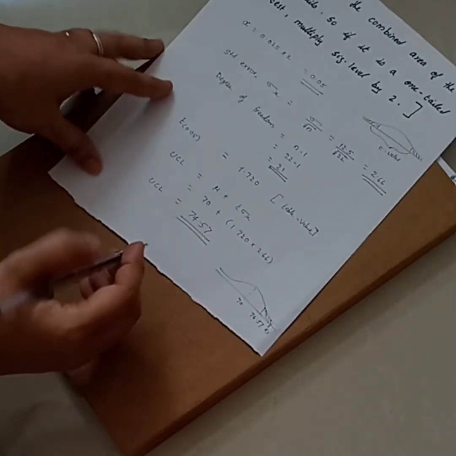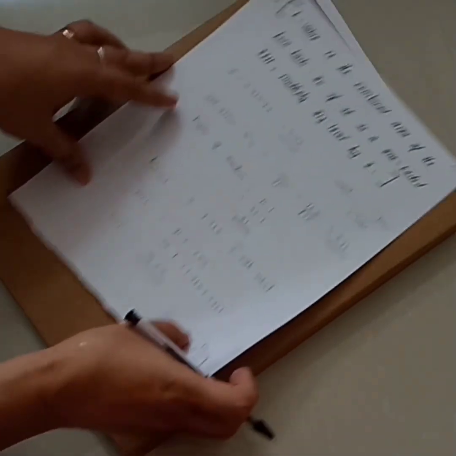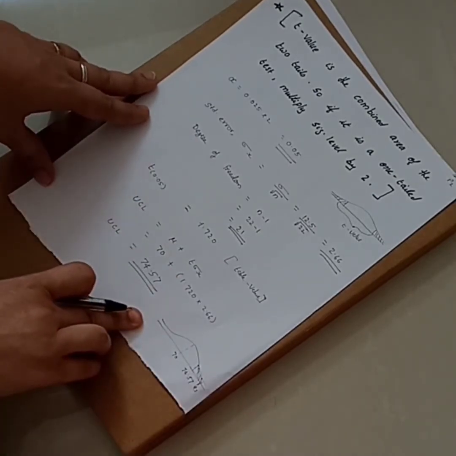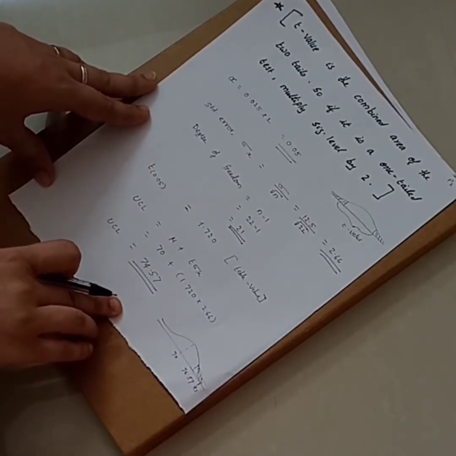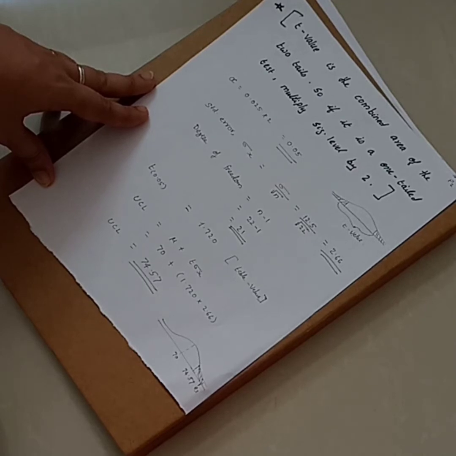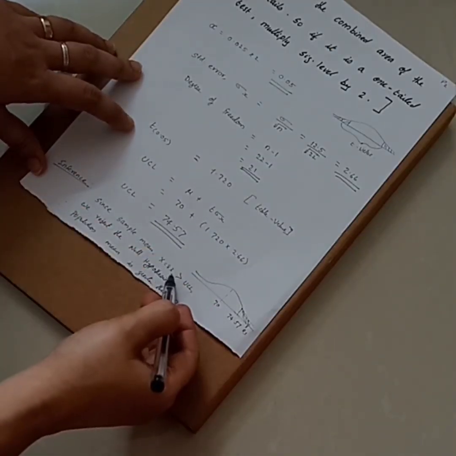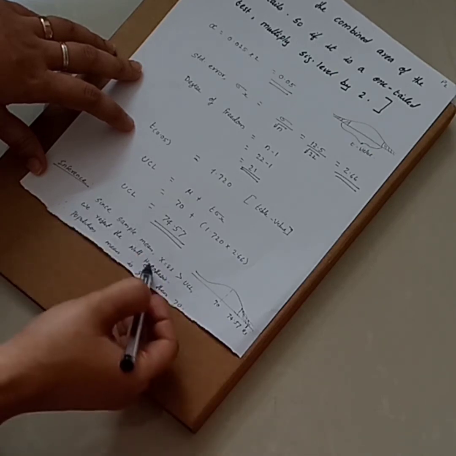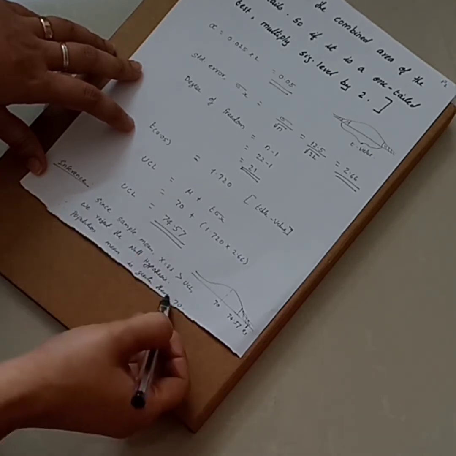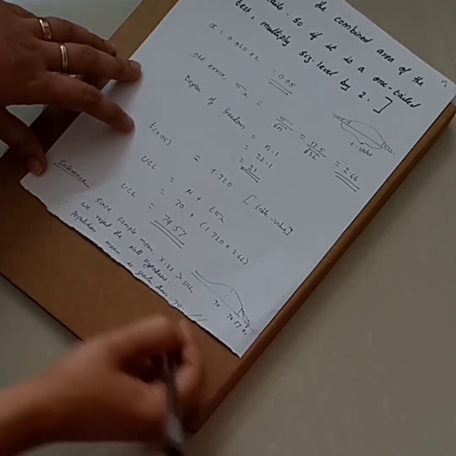So we can say that since the sample mean is greater than the UCL value, we are rejecting the null hypothesis. Finally you can write the inference like this: since sample mean, that is x bar equal to 83, is greater than UCL, we reject the null hypothesis, therefore population mean is greater than 70. So I hope this is clear to you.